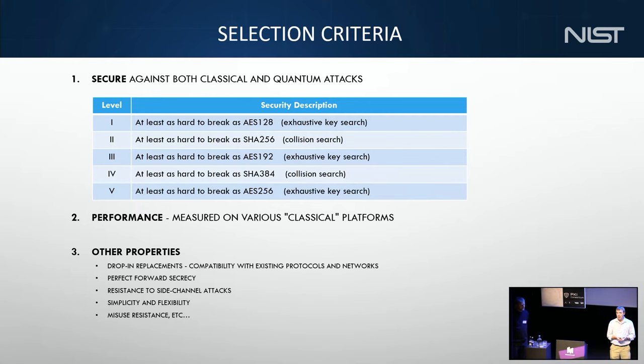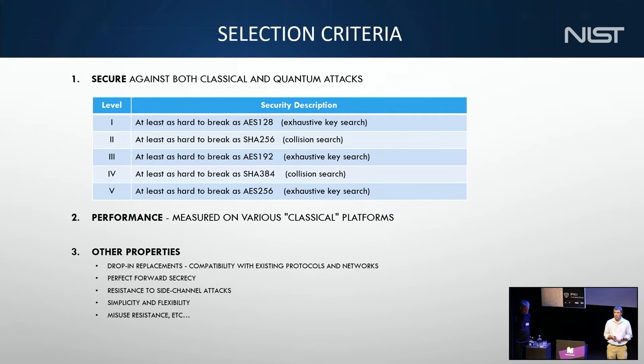Security is measured in a variety of different ways. There's looking at the best known attacks, there's looking at the asymptotic complexity, there's looking at security proofs, all these different ways. We define 5 security categories as a way to measure concretely and relate it back to existing standardized algorithms.